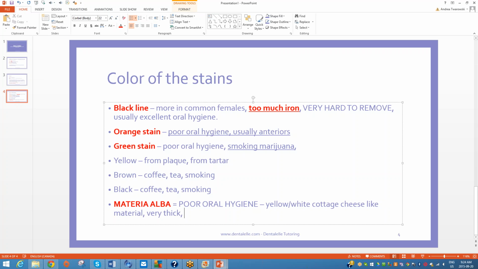Oh yes, and it's food also, like it's food particles. It's just yucky. Some students think this is a form of tartar. It's not, because it's very soft and you can take it off with your toothbrush. So let me make a note. You can take it off with your toothbrush. Does everybody understand this? This is extremely important.